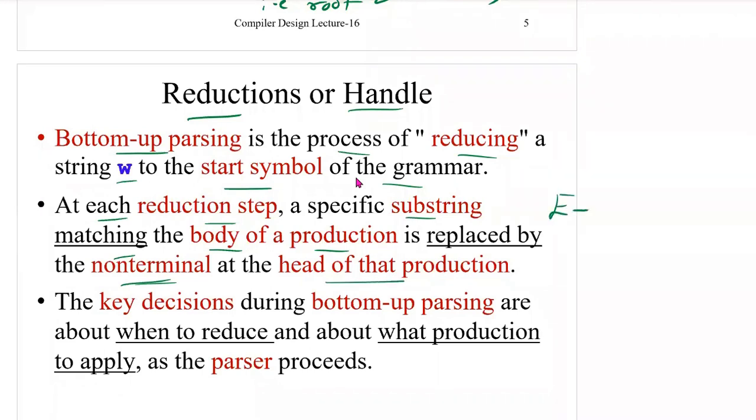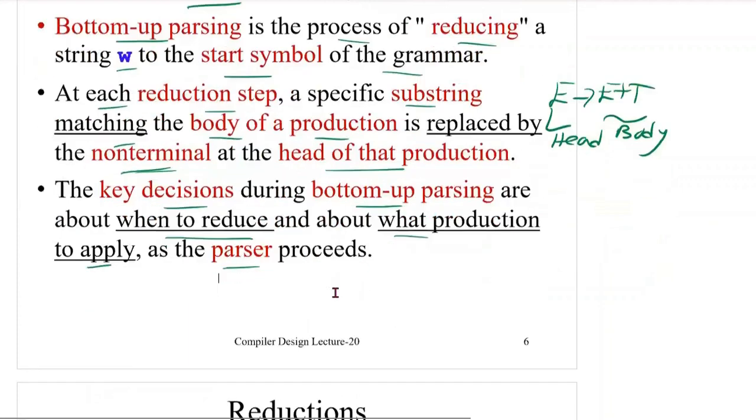Suppose in any grammar, E derives E plus T. Now the left hand side E is called the head. The right hand side is called the body. So now in place of the body, you can substitute the left hand side head. Every time, whatever substring we are replacing, that substring is called a handle or reduction. So the key decisions during bottom-up parsing are about when to reduce and about what production to apply as the parser proceeds. That is the key decision during bottom-up parsing.